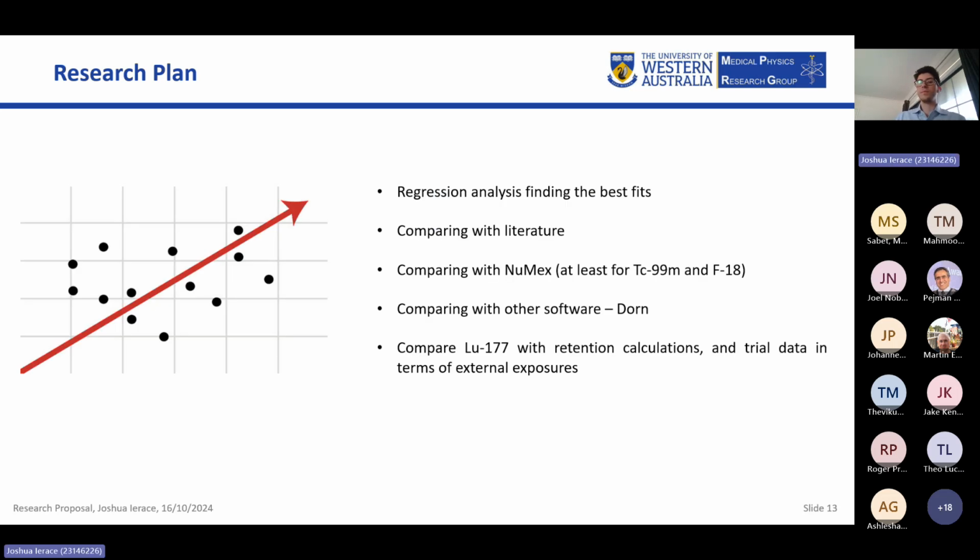After all the measurements have been performed, I plan on performing a regression analysis to find the best fits for the normalized decay-corrected dose rate curves. I'll be comparing with the literature, and I'll also be comparing with the NUMEC software, at least for technetium-99m and fluorine-18. I plan on also comparing with other software, such as the freely available DAWN. And finally, I'll be comparing the lutetium-177 with retention calculations and the clinical trials data.